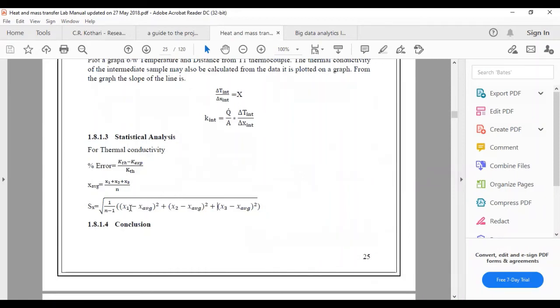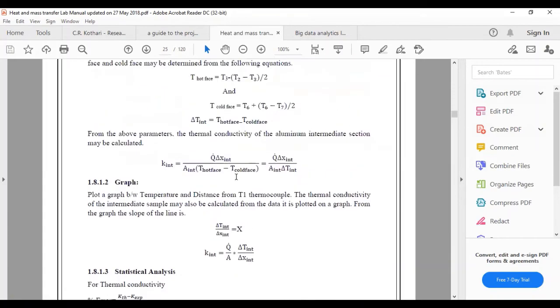So you will subtract the value of the average from the first value, second, and third value. You will get their squares, divide by n minus 1. N is the number of observations you have taken, and you will just take their square root. And it is the value of standard deviation. It will show how reliable your value is.